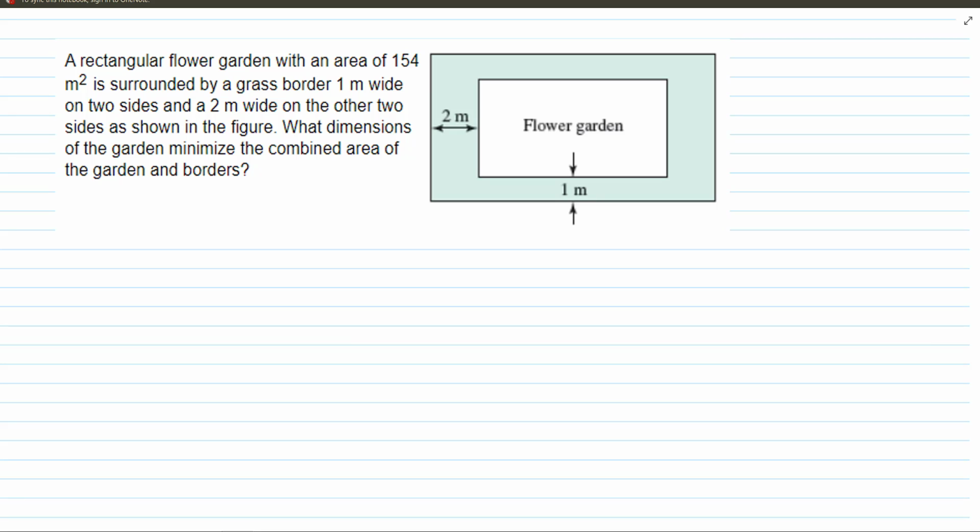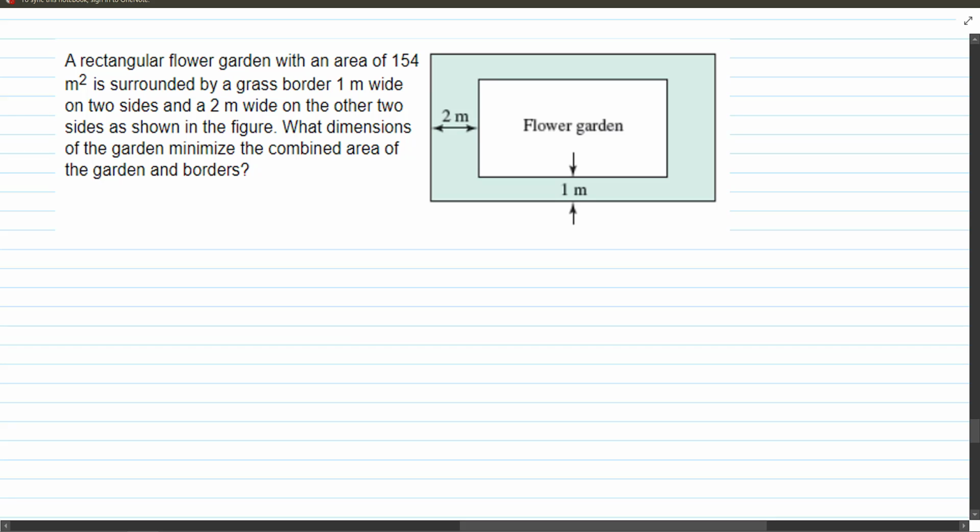Howdy folks, I've been asked to work this MyMathLab question from our textbook, and in this problem we're told that we have a flower garden sitting inside of a larger lawn, and our goal is to minimize the combined area, so that's that net rectangle. Our goal is to minimize that. However, we need to have a garden that has an area of 154 square meters.